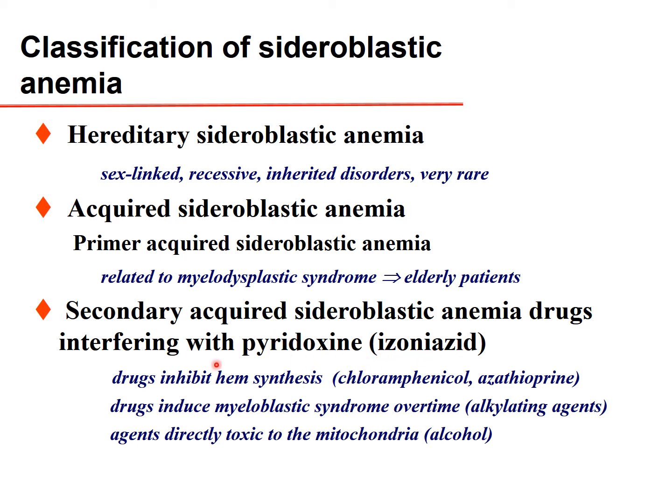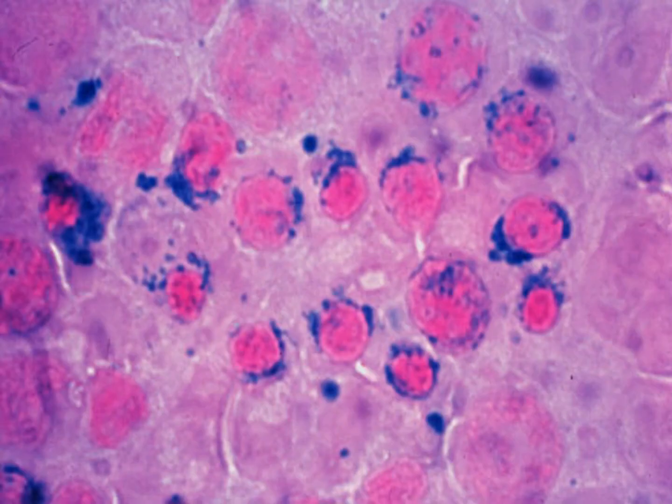isoniazid, which inhibits heme synthesis, such as chloramphenicol or azathioprine, or drug-induced myelodysplastic syndrome over time, such as an alkylating agent, if it's used, or alcohol, which has a direct toxic effect on the mitochondrion, can cause sideroblastic anemias. Now this is how it looks in a bone marrow with the Berlin blue staining method, and you can see the ferritin, or the iron, accumulating inside the cells.